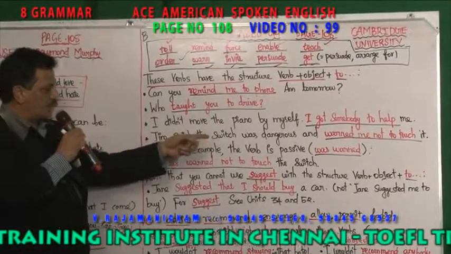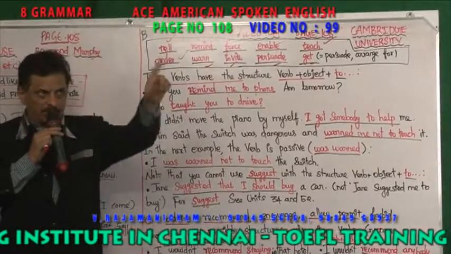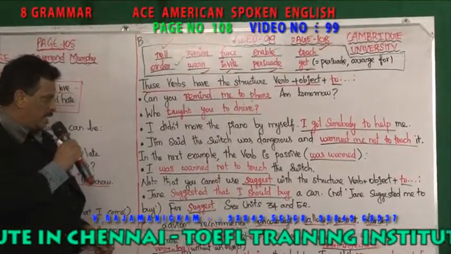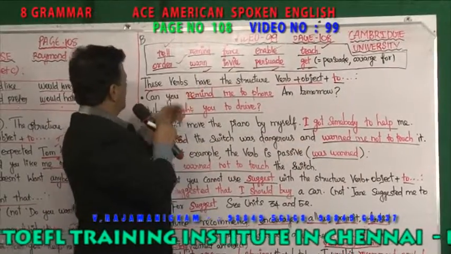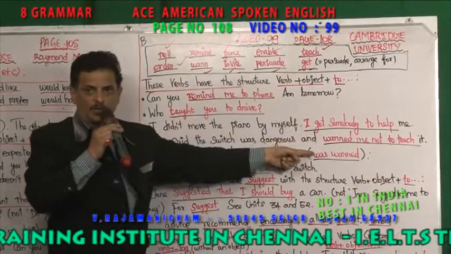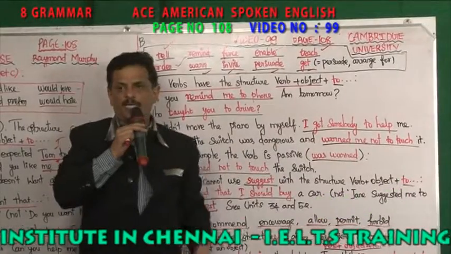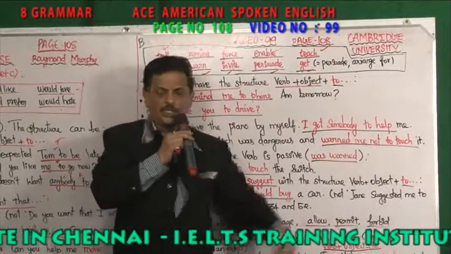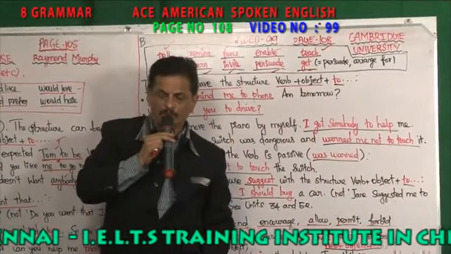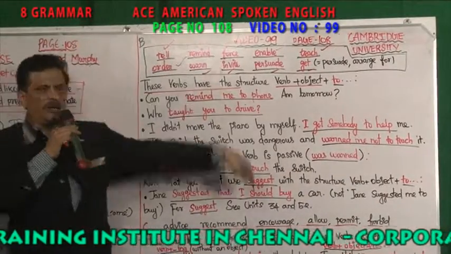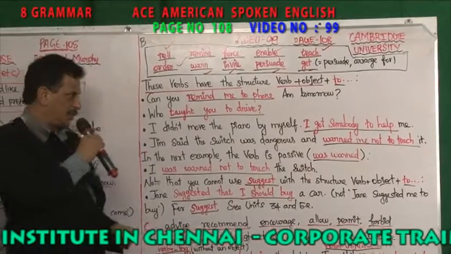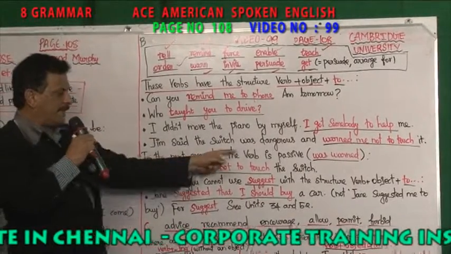Jim said the switch was dangerous. The electricity switch was dangerous. And warned. See, warn is the verb here. He warned. He takes an object. He warned me. Object it takes. Not to touch. Negative. He warned me not to touch. So warn takes an object, me. Not to touch.